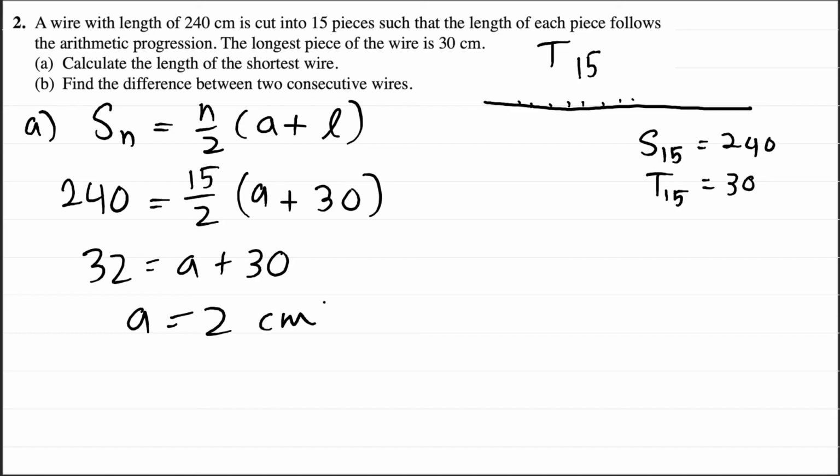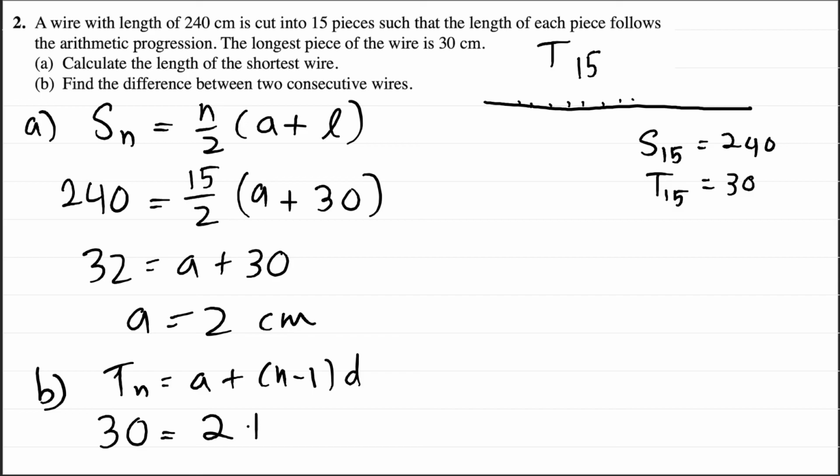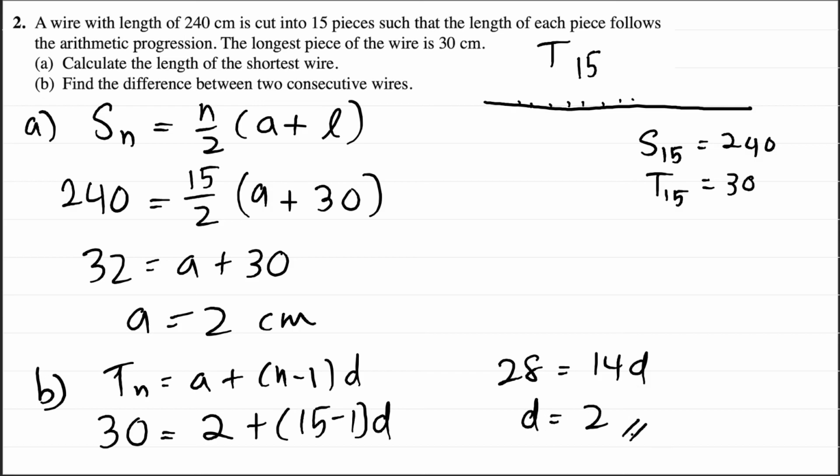Okay. Then kita boleh masukkan dalam formula. So kita tahu yang T15 dia adalah 30. So kita pakai formula Tn sama juga dengan a plus n minus 1 d. We know that our T15 adalah 30. a kita adalah 2 tambah dengan 15 tolak 1 d. Okay. So selesaikan, kita akan dapat 28 sama juga dengan 14d. So d kita adalah 2.